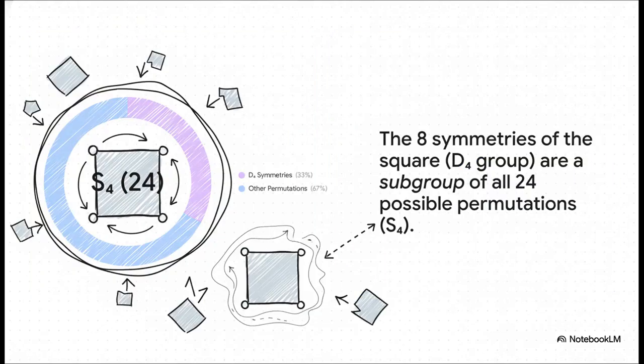And this right here just lays it all out perfectly. Think of all 24 possible ways to shuffle the 4 corners as this entire circle. Well, the 8 special shuffles that also happen to preserve the square's physical shape form a little subgroup inside it, the D4 group. The other 16 shuffles? They would basically tear the square apart. They aren't symmetries at all. This shows us that the square's symmetry group, D4, is a subgroup of the much larger symmetric group, S4.